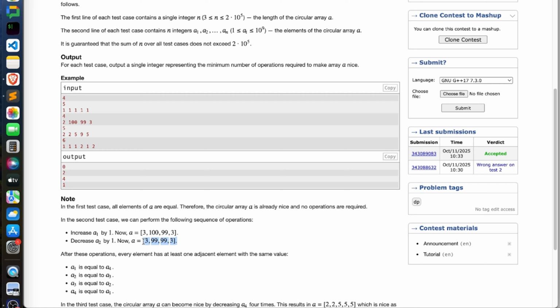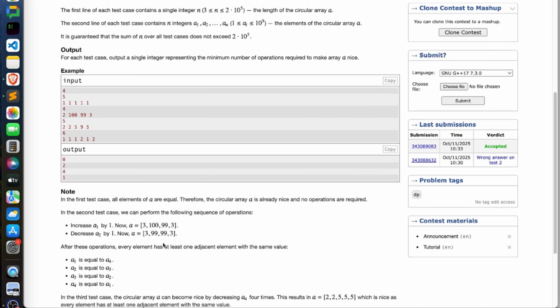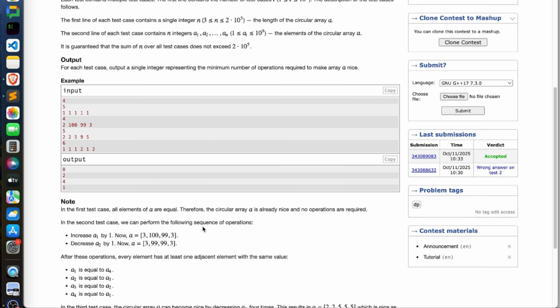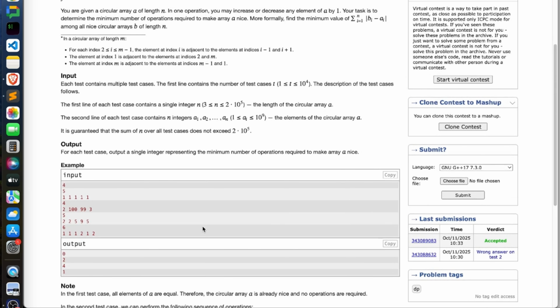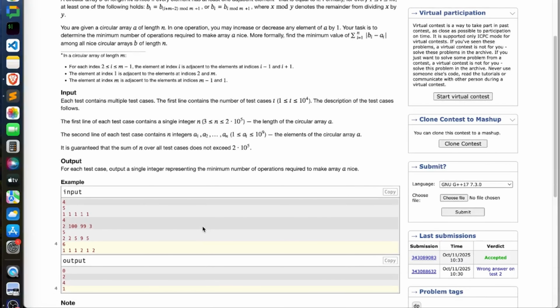So this is a nice array because every element has at least one adjacent element equal, right? For 99 this is equal, for 99 this is equal, and similarly for 3, since the array is in circular order, the first number would be the adjacent number, right? So they are equal. So I hope you understand this problem. So let's see how we can approach it.